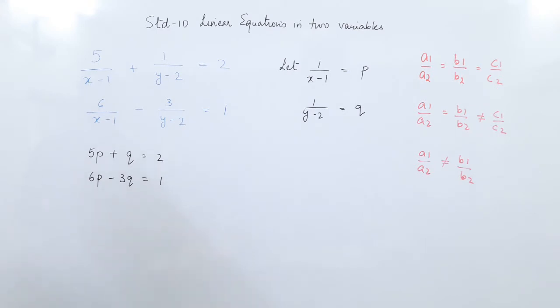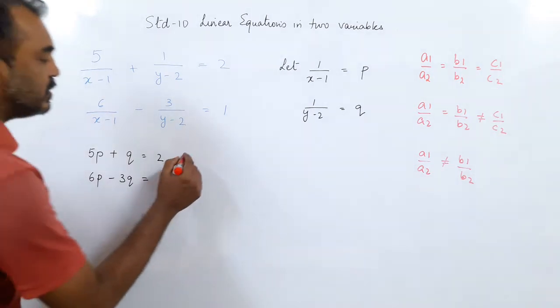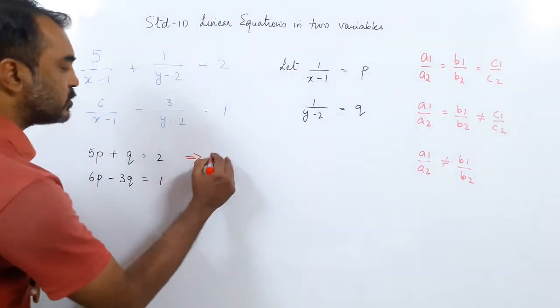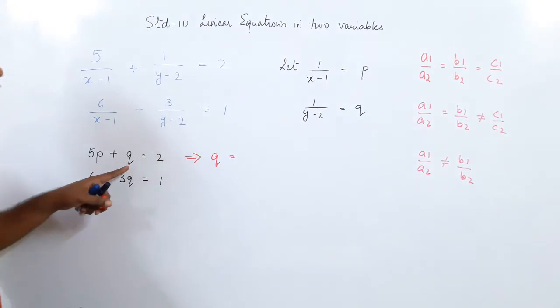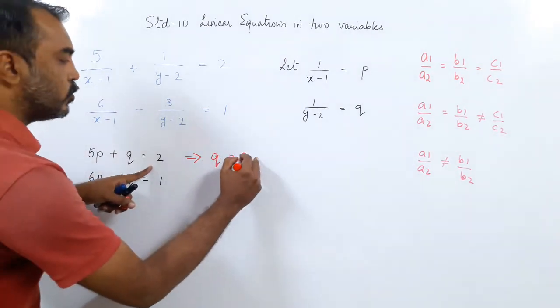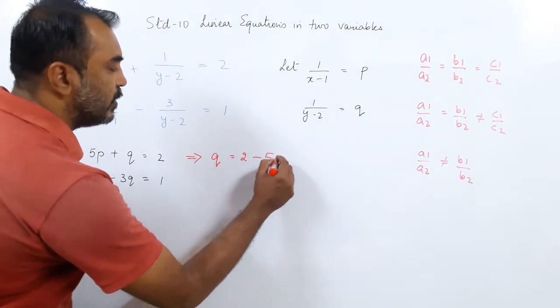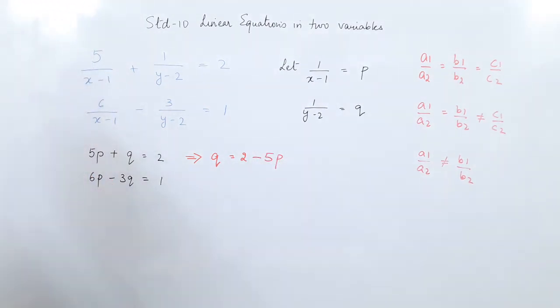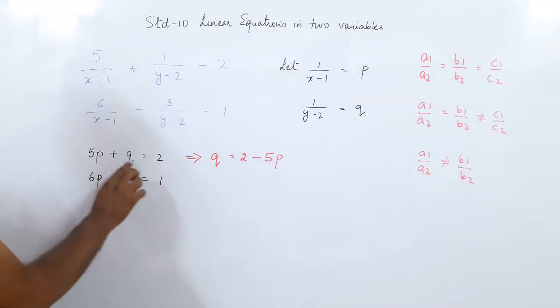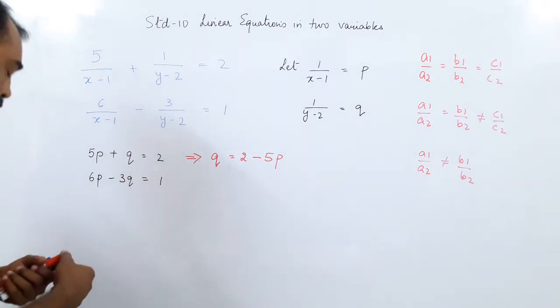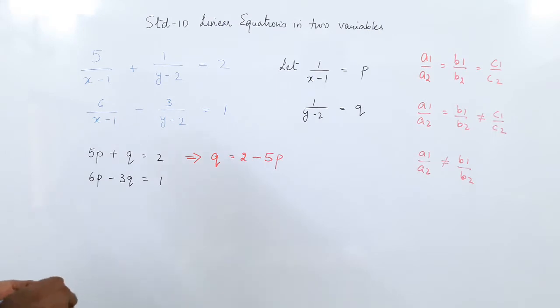This time we will go for the substitution method. Elimination is easier, but I will go for the substitution. So this implies q is equal to, because q is alone here, I will write 2 minus 5p. 5p goes on that side, becomes minus 5p. So from the first equation I got q is equal to 2 minus 5p. You can do any method you want. I am going for substitution.